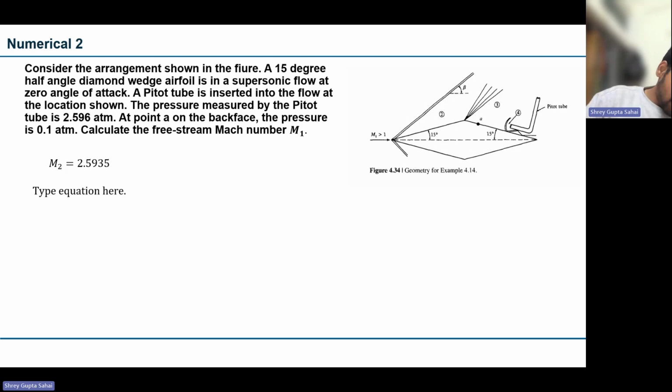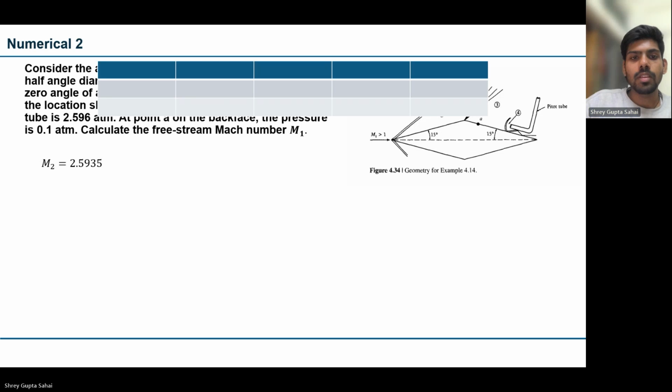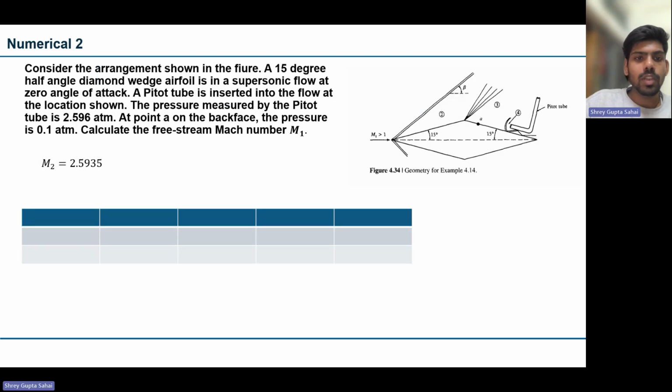Anyways, so let's start guessing some beta values. Okay, so insert draw. We'll draw a table now. Let's see. So let's guess some beta values. What do you expect the beta value to be?